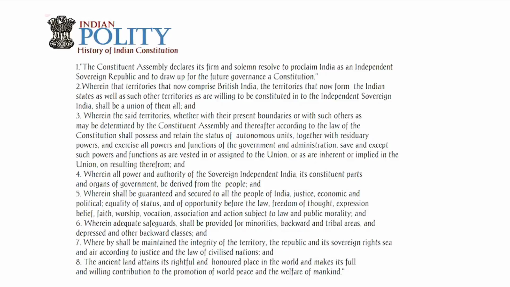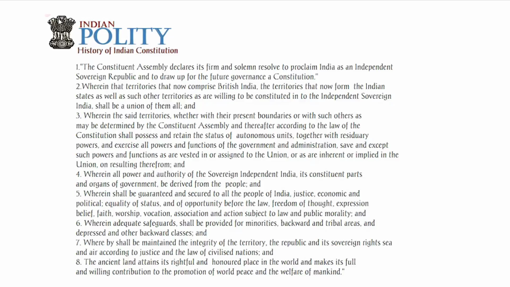to law and public morality, and wherein adequate safeguards shall be provided for minorities, backward and tribal areas, and depressed and other backward classes, and whereby shall be maintained the integrity of the territory of the Republic and its sovereign rights on land, sea and air according to justice and the law of civilized nations, and this ancient land attain its rightful and honoured place in the world and make its full and willing contribution to the promotion of world peace and the welfare of mankind."